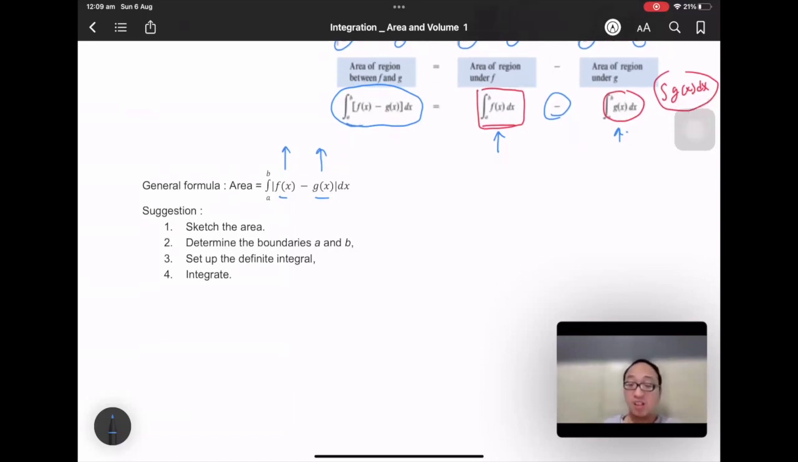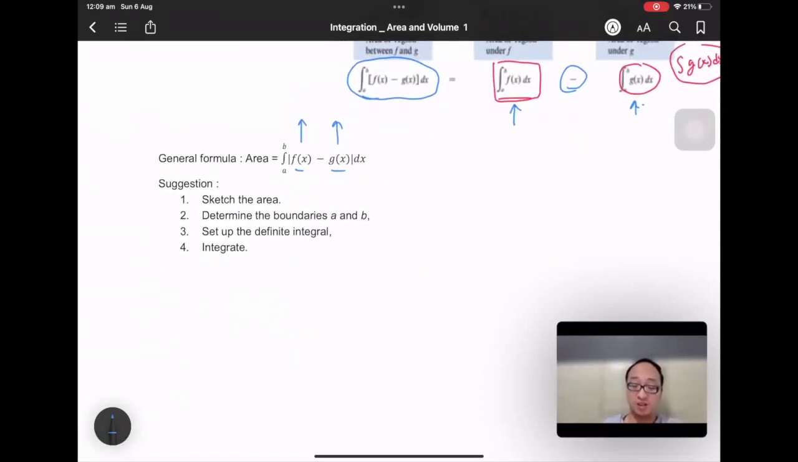So here are some suggestions in solving the area using integration. First, we have to sketch the area to know if there is an area under the x-axis. And then after that, we can determine the boundaries a and b. So it depends on our sketch. If we can just do it directly, for example like this, a and b, we can just use the integration from a to b.